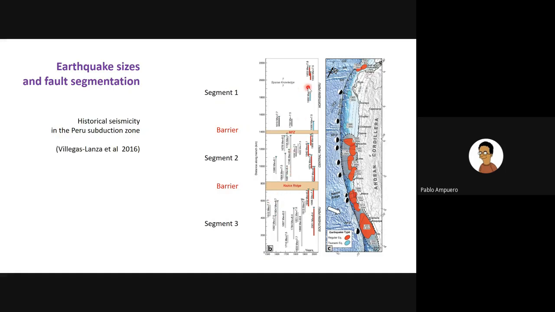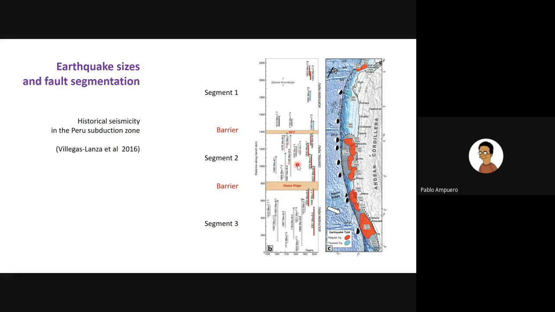Okay, so in this plot here, the vertical bars show the extent of the rupture in each of the earthquakes whose magnitude and date are marked next to it. And you can see that the historical seismicity in Peru organizes more or less into 3 big segments that are separated by 2 barriers here.